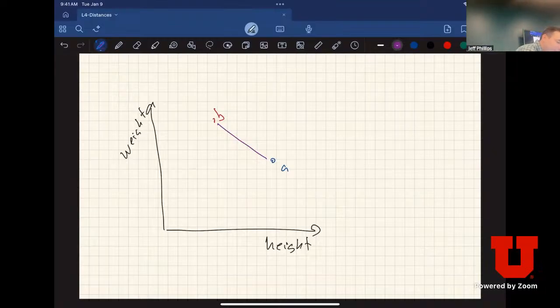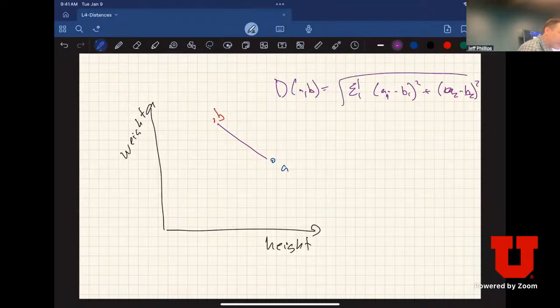What did I do here? I said the distance between A and B is going to be the sum of the height of person A minus the height of person B, squared, sounds good. Then I take the weight of person A and the weight of person B, square it again, and add these up. I'll take the square root at the end, okay? But this operation, do not do this, okay?